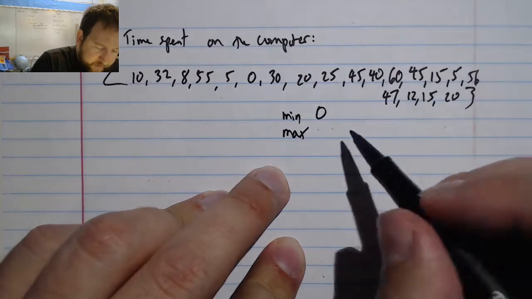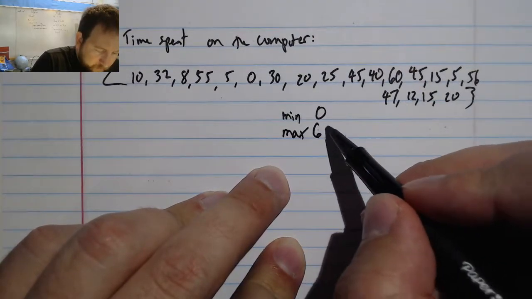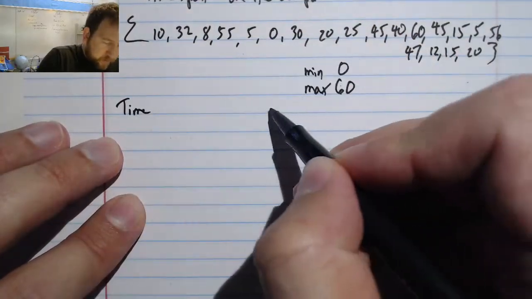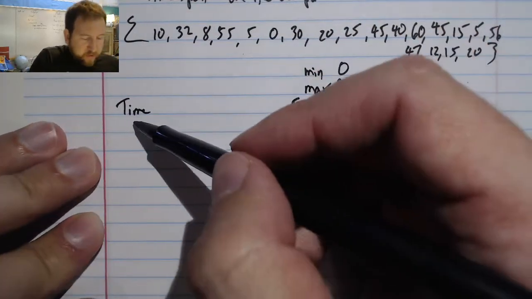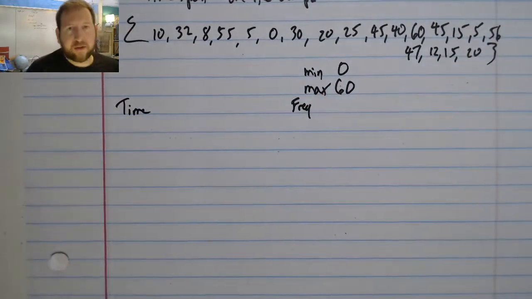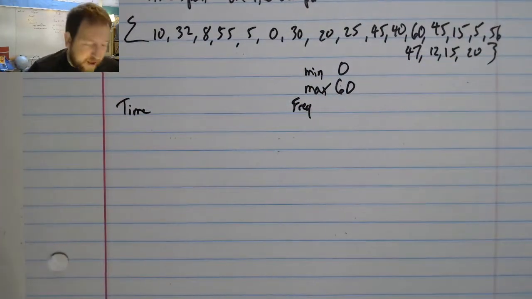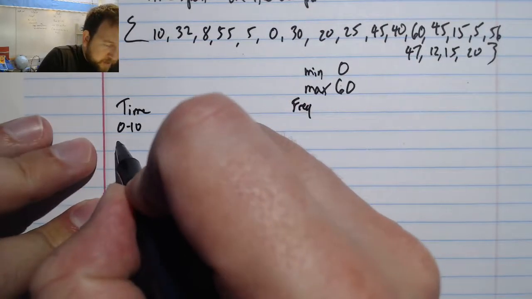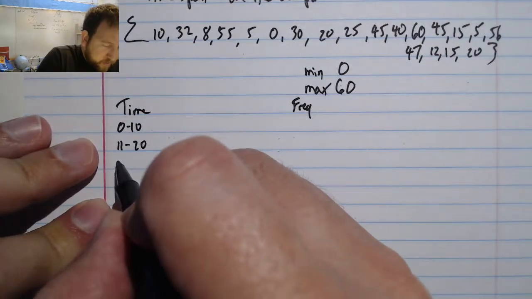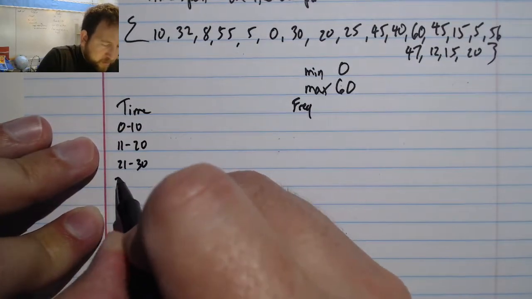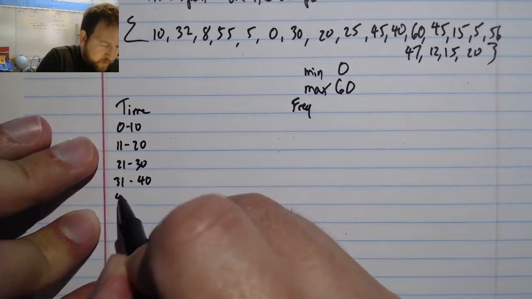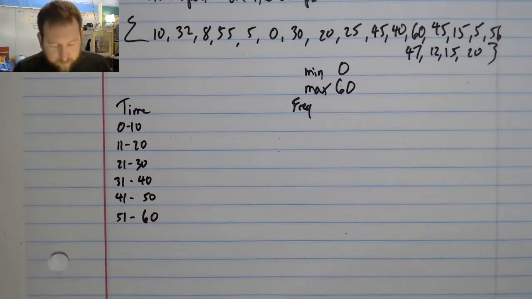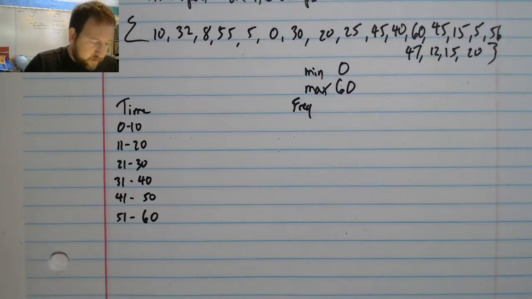My minimum is definitely 0. My maximum, I think, was 60. So now if I'm building my frequency chart, I'm not going to do 1 minute, 2 minute, 3 minute, 4 minute. I'm going to do in blocks. And I'm going to go kind of 10-minute blocks, I think is going to be the best way for me to do this. So I'm just going to go 0 to 10, 11 to 20, 21 to 30, 31 to 40, 41 to 50, and 51 to 60. These are the bins.